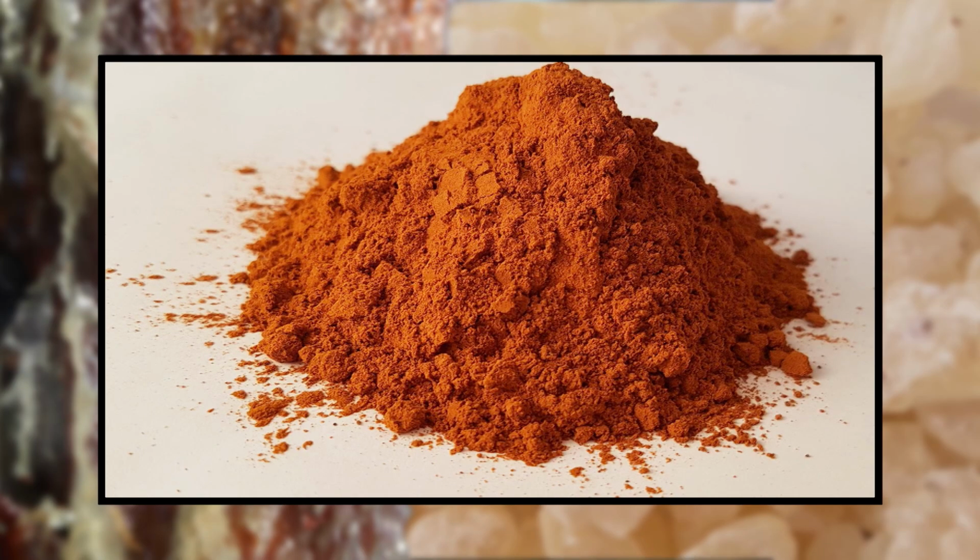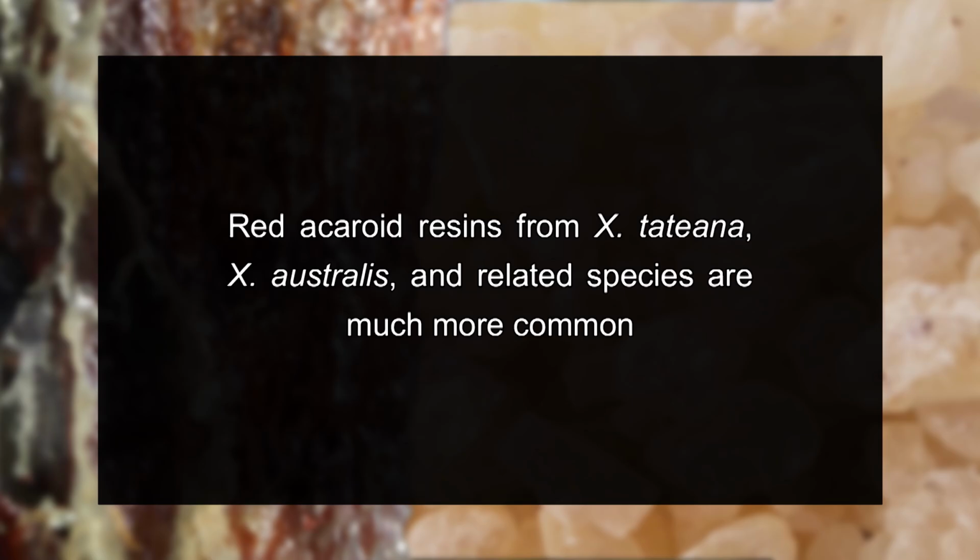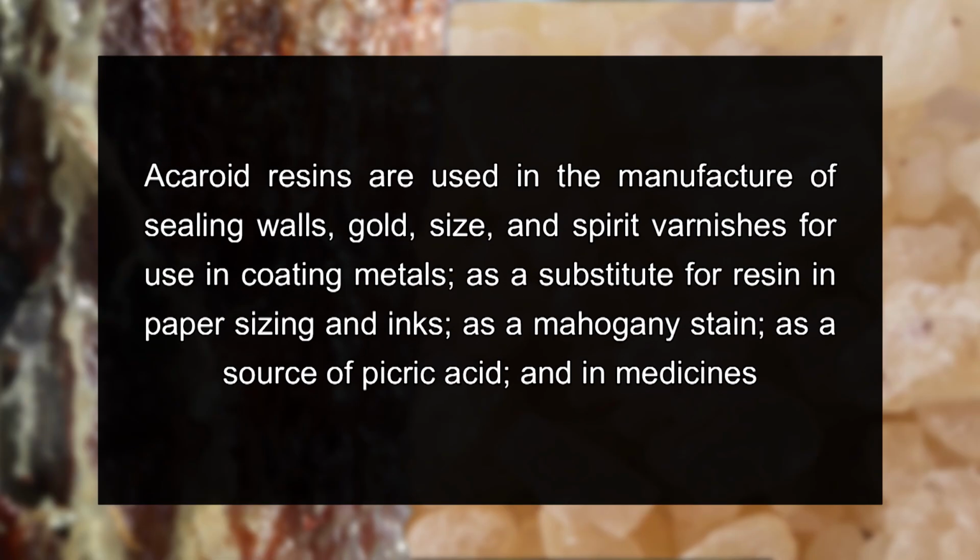The yellow acaroid resins reach the market in the form of elongated or round reddish brown pieces. They are obtained chiefly from Xanthorrhoea hastilis. Red acaroid resins from Xanthorrhoea tateana, Xanthorrhoea australis, and related species are much more common. They consist of uneven pieces of a brownish color. The acaroid resins are used in the manufacture of sealing wax, gold size and separate varnishes for use in coating metals, as a substitute for rosin in paper sizing and inks, as a mahogany stain, as a source of picric acid and in medicines.